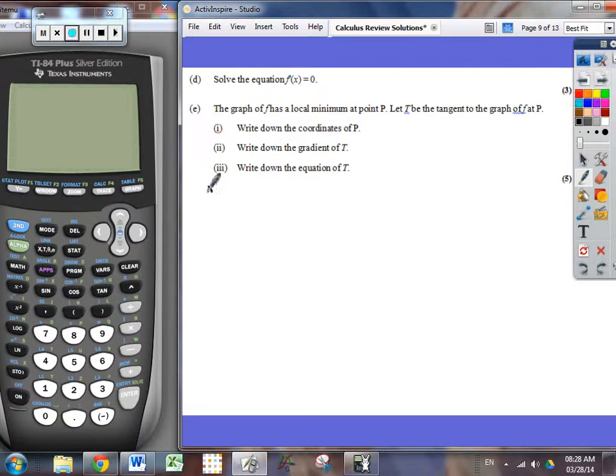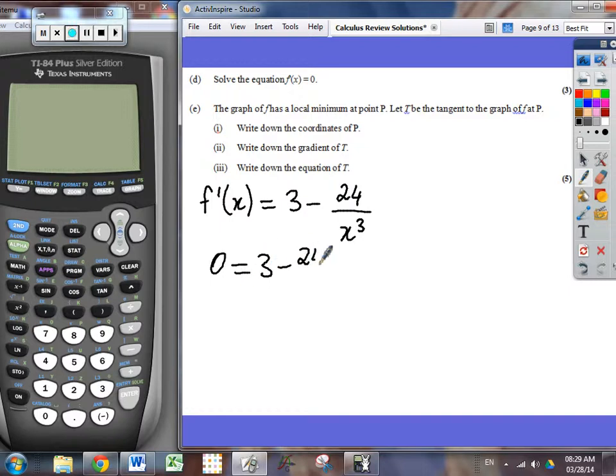Okay? Moving on to part D, I need to solve the equation of f prime of x is equal to 0. So remember that f prime of x was equal to 3 minus 24 over x cubed. And so we'll set the derivative equal to 0. And I can solve this one algebraically easily enough.